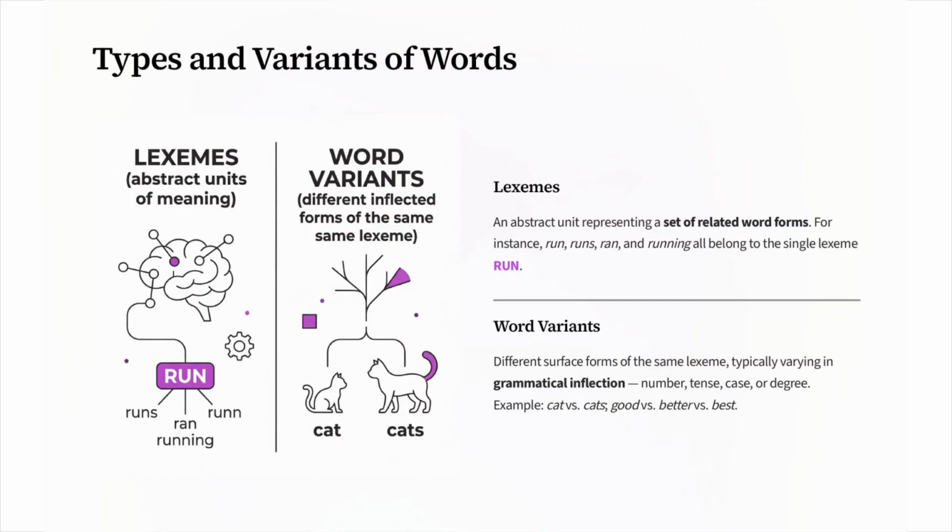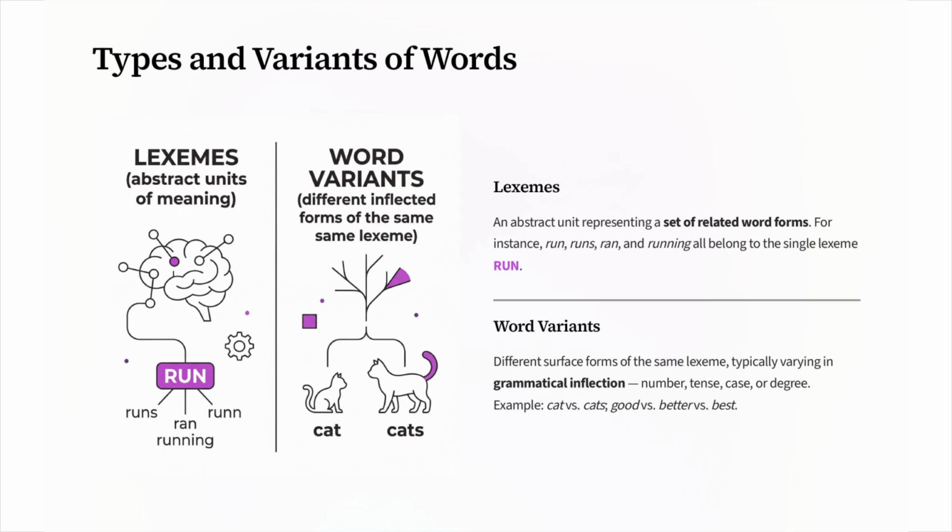At this stage, it is important to distinguish between a lexeme and its variants. A lexeme is an abstract unit of vocabulary that includes a set of related word forms. For example, the forms run, runs, ran, and running all belong to the same lexeme, run. They look different and may appear in different grammatical environments, but at the lexical level they represent one word unit.